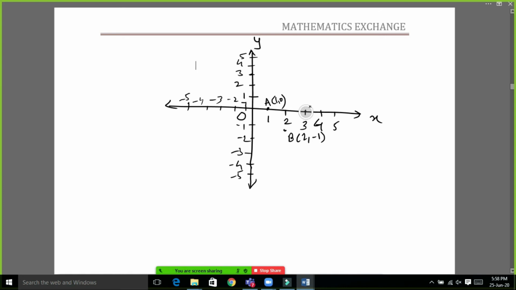So here we take this point C of 3 comma 0. And the last point is D, that is 4 comma 3. So it lies in the first quadrant, 4 comma 3. This is the point D of 4 comma 3.